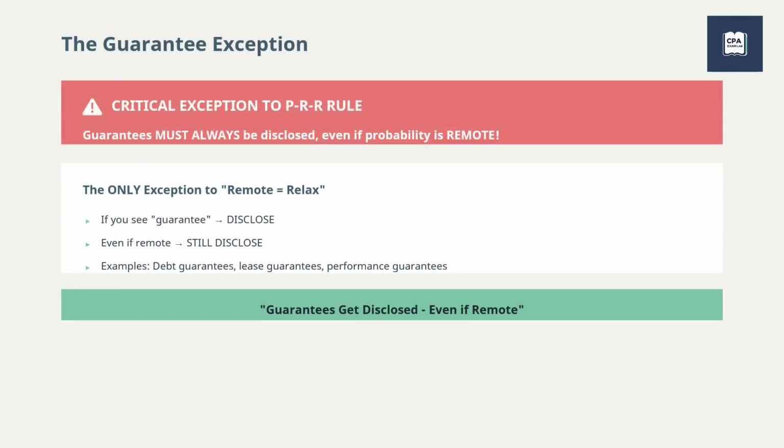This is the critical exception to the PRR rule, and it is a major exam trap. Pay close attention, because in the exam they like to give you things like debt guarantees, lease guarantees, and performance guarantees, and always in the notes they say remote. When students see remote, they think PRR rule, remote, relax, we do not need to do anything. But this is an exception. Guarantees must always be disclosed, even if the probability is remote. So if you see a guarantee, you're going to disclose, even if it's remote. This one is important.